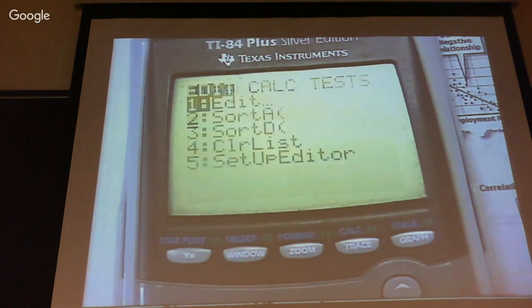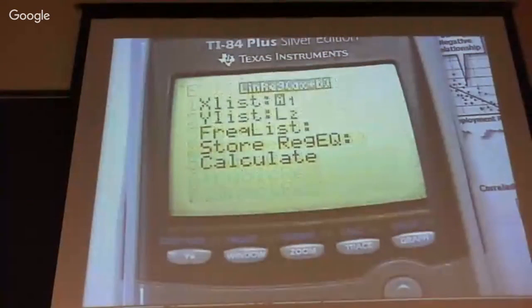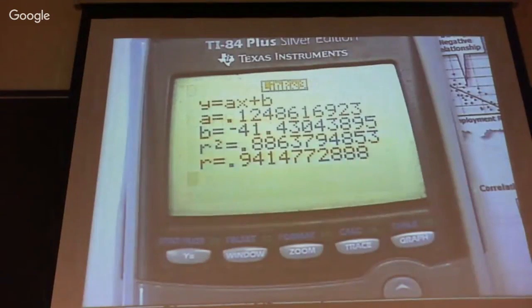Okay, stat, calculate, linear regression, number 4. Everybody should have R and R squared. Now, when I ask for strength, you can tell me R. What's R in this case? 0.94. Is that strong or weak? That's pretty strong. Why is it strong? Close to 1. And is it going upward or downward? Upward, because it is positive. So correlation tells you a lot of stuff.